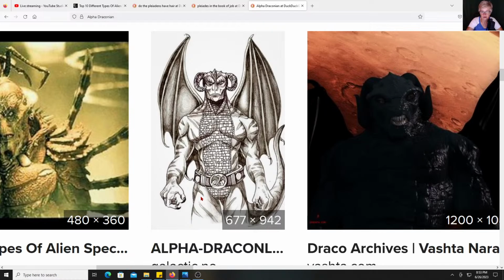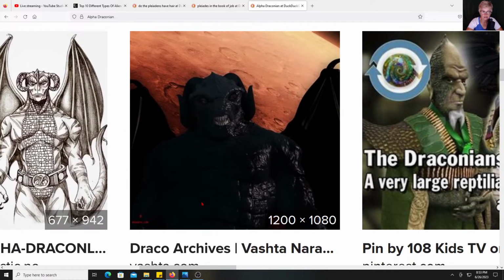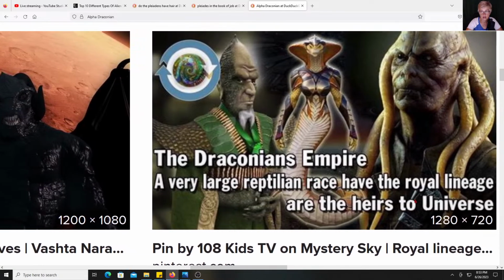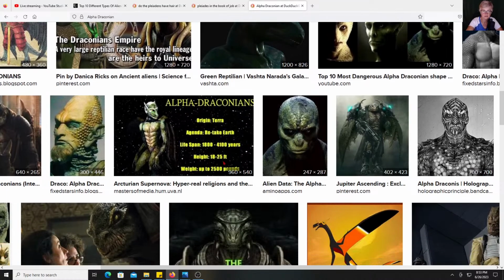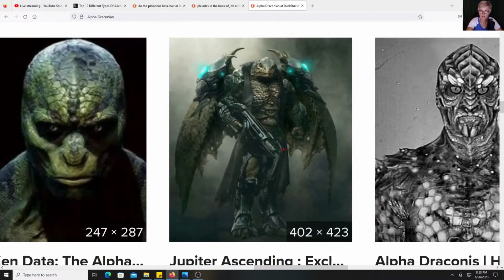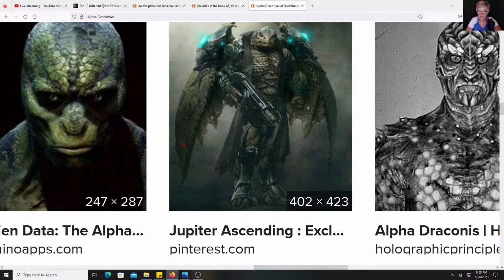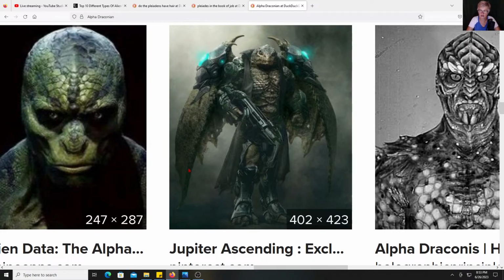Doesn't look good at all. It doesn't look like demonic. And I'm not being disrespectful. I'm not. I just want to see the different types of draconians. Look like a little devil with wings. He looks like a dinosaur. Wow, that is very menacing looking. Let's look. Jupiter Ascending. If you've seen that, I guess this character was on there.